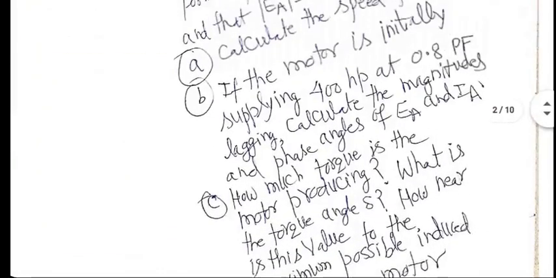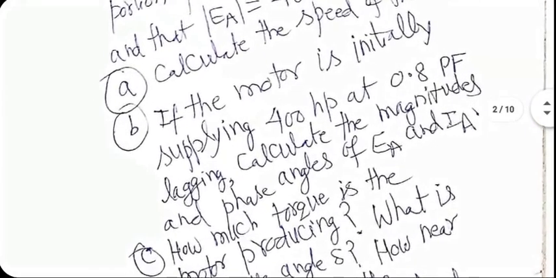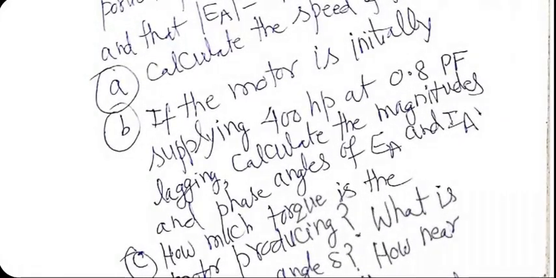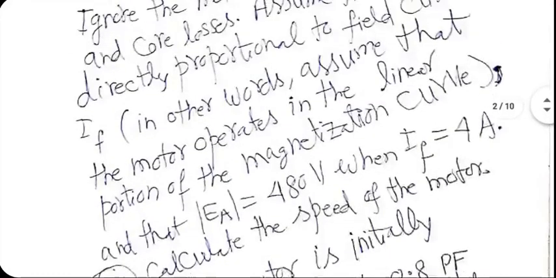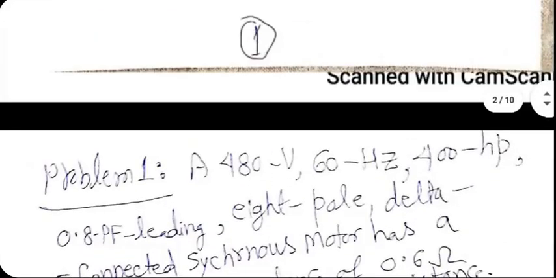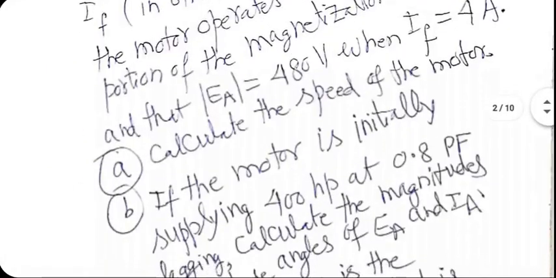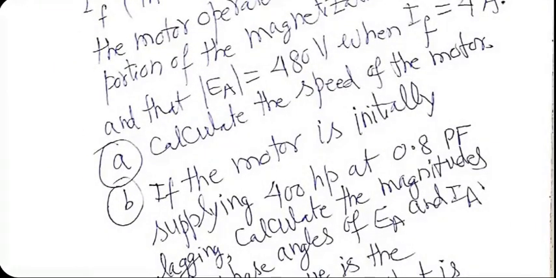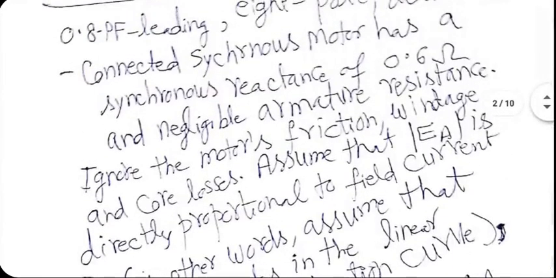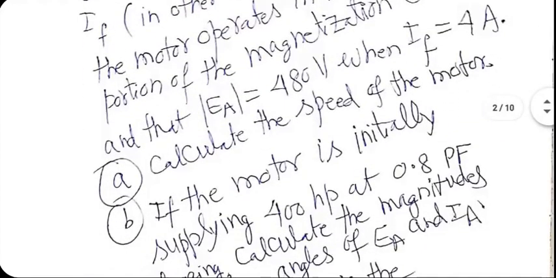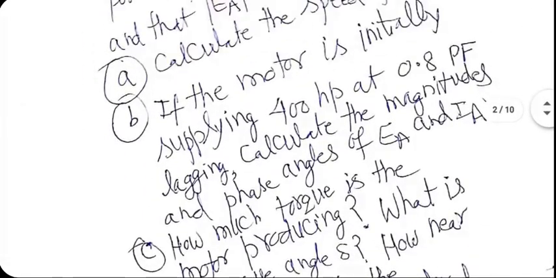Part B. If the motor is initially supplying 400 horsepower at 0.8 power factor lagging, so the power being drawn is the rated value. Yeah, 400 horsepower is the rated value, and we are drawing that. But we have changed the nature of the power factor from the rated, which is leading, to lagging in our case. Anyway, our job is to calculate the value of EA and IA in this case.